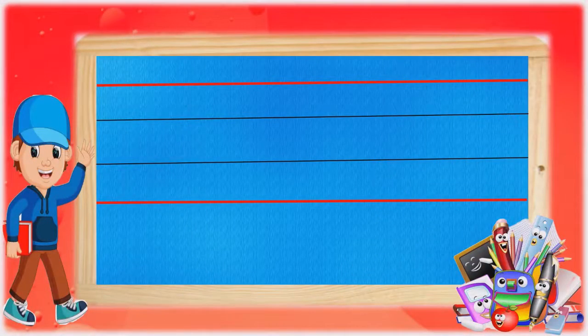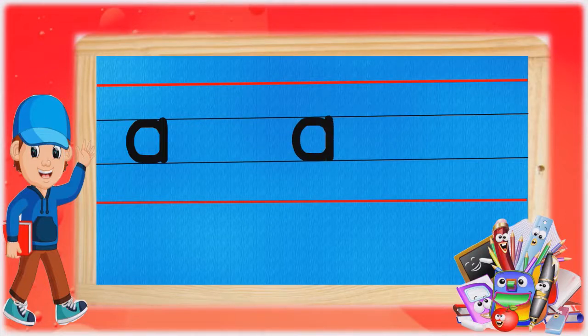Small a. A small curve with small standing line makes a. Small a. Again we write a small curve with small standing line makes small a.